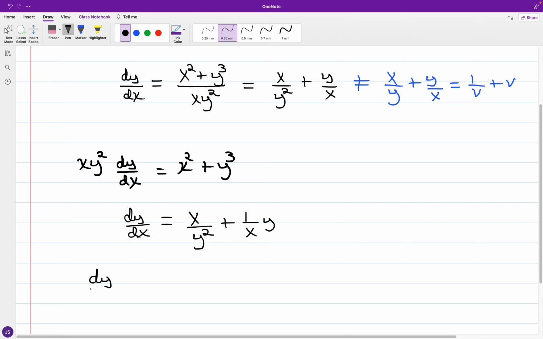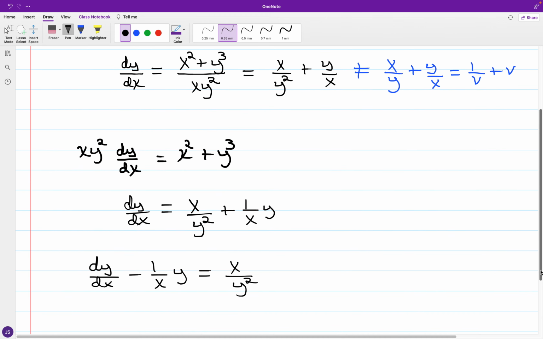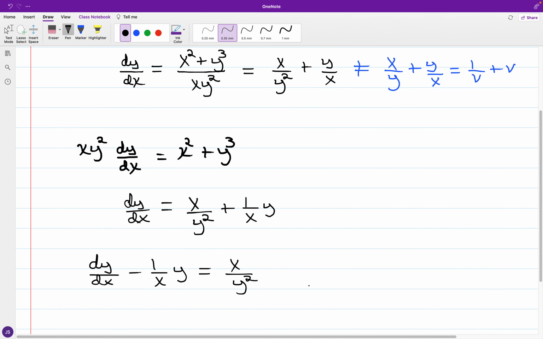So I can say that I have dy over dx minus 1 over x times y is equal to x over y squared. And if you notice, for the degree n at the very end, I'm just going to stress this: you have x times y to the negative 2. So the value n is equal to negative 2.